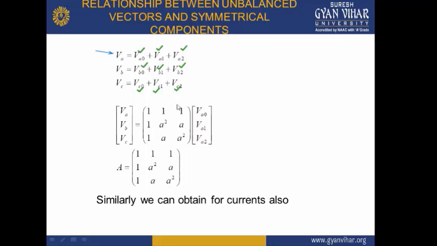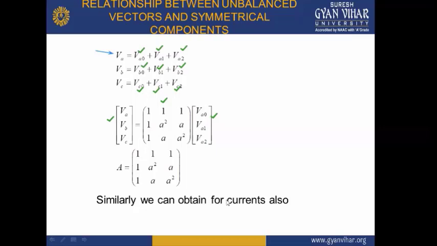Now, I've done nothing but write them in matrix form, where VA, VB, and VC are the unbalanced phasors, and VA0, VA1, and VA2 are your balanced phase components, the symmetrical components. Now, what is this A? That is your matrix with a component of alpha.